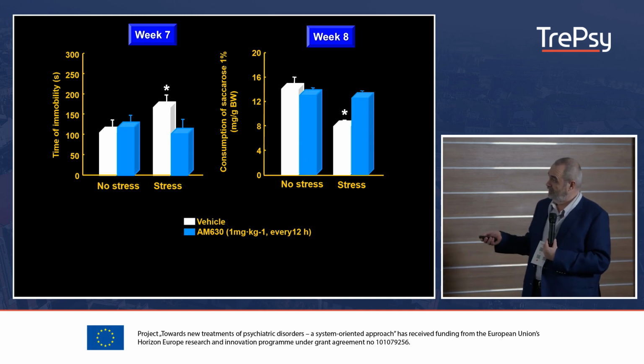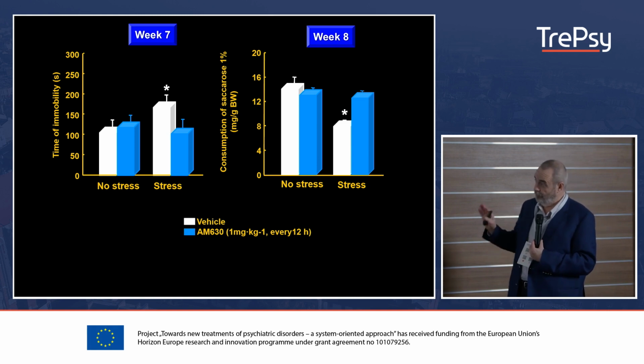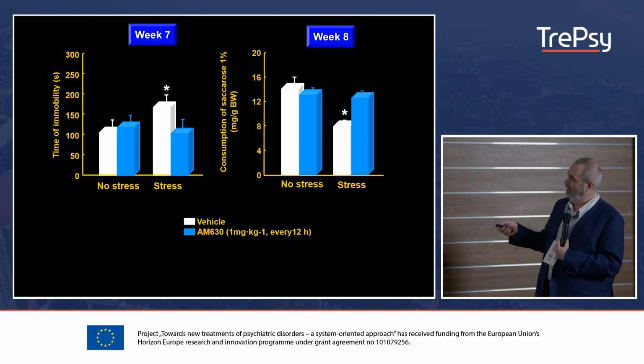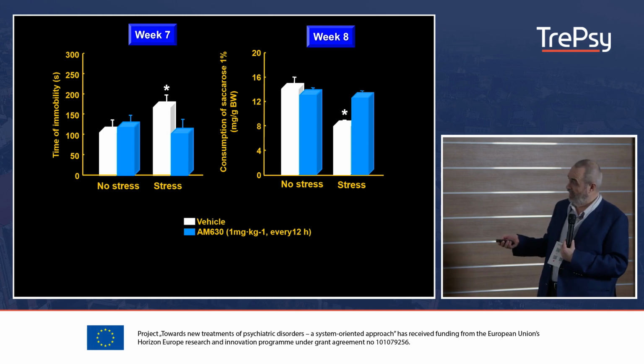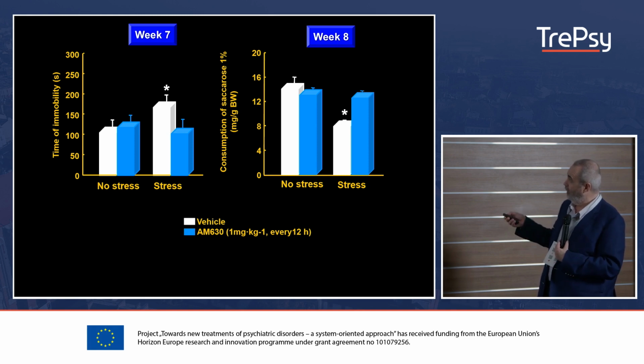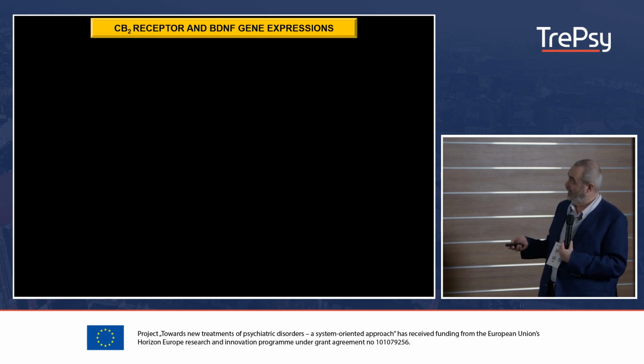So that means that with AM630, we don't know yet about the increase of the receptor, but the treatment with AM630 is having an antidepressant effect. And now the question is, are we having changes in BDNF to have this type of behavioral effect? Are we having indeed an increase in CB2 receptor with this treatment? Well, the answer is in the next slide.